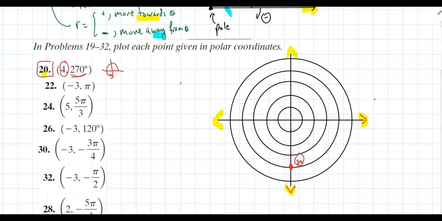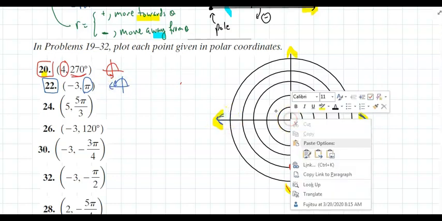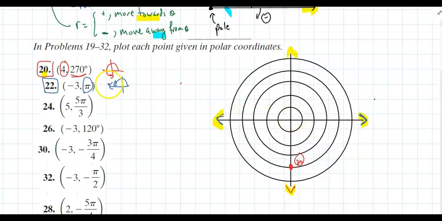Now, number 22. I rotate to pi. I am, again, starting with the positive x-axis, pointing in that direction. When I rotate to pi, isn't rotating to pi, you're right there now? Since r is negative, I would move not in the direction of pi, I would move in the opposite direction 1, 2, 3 units.